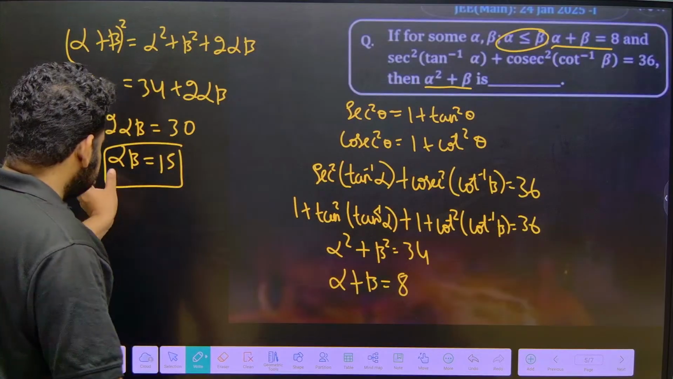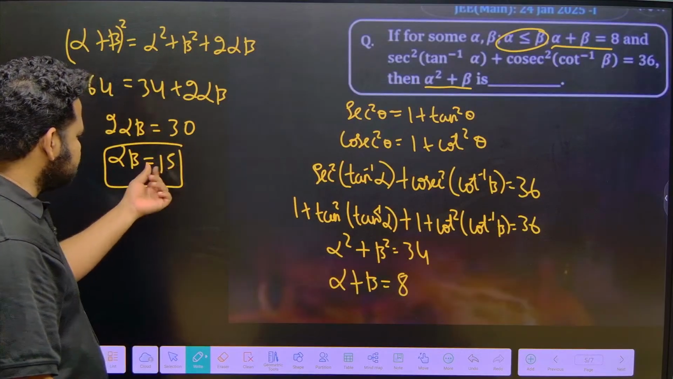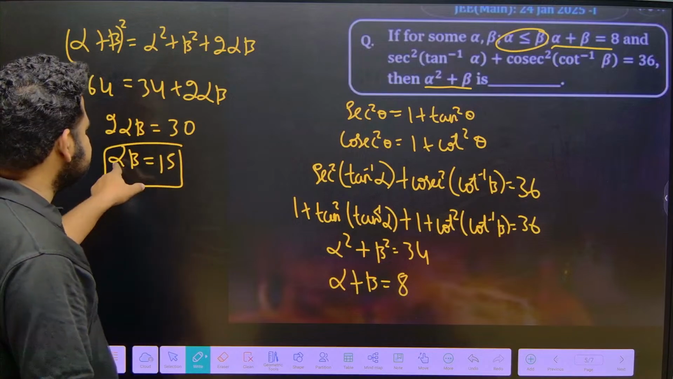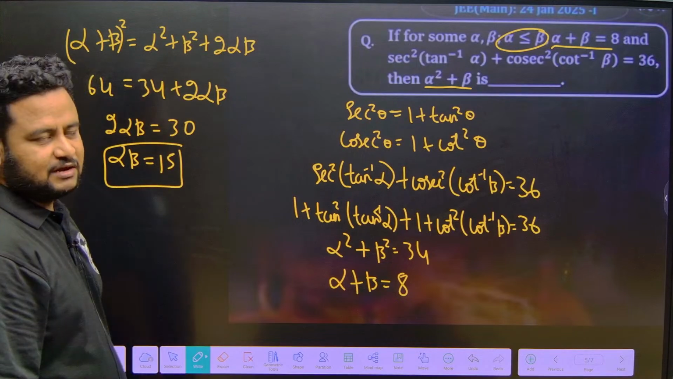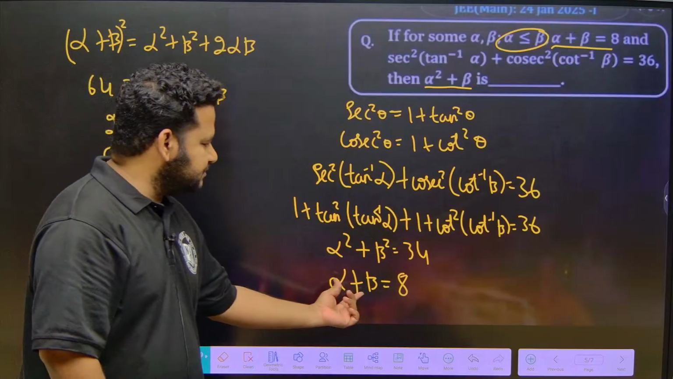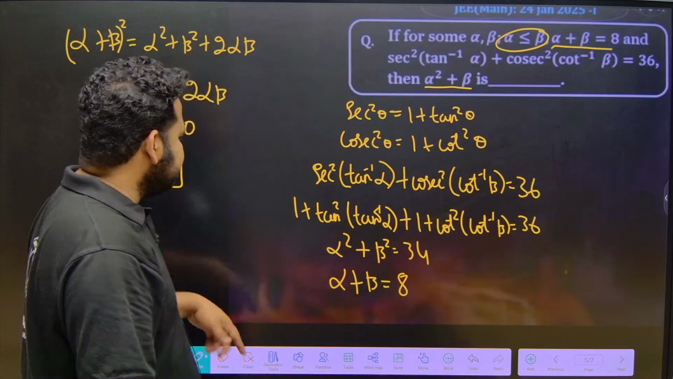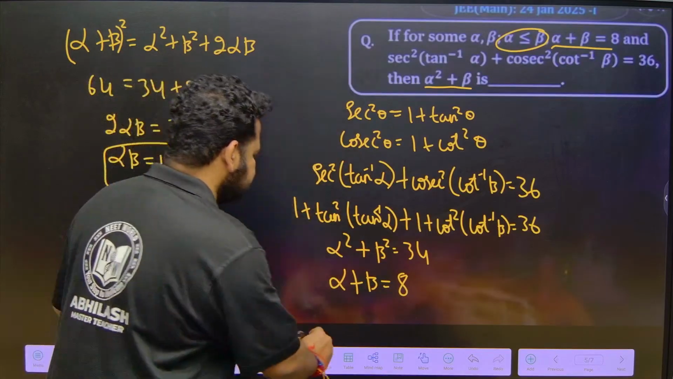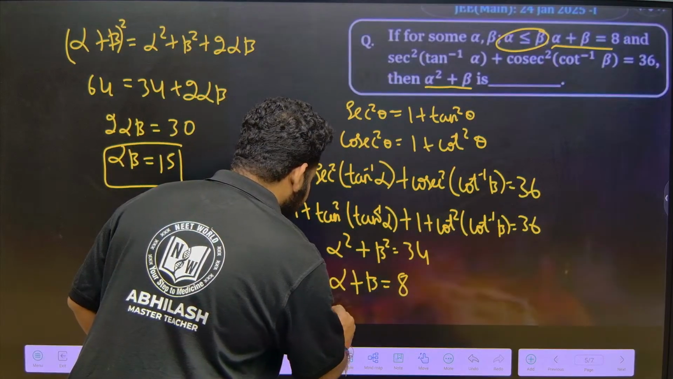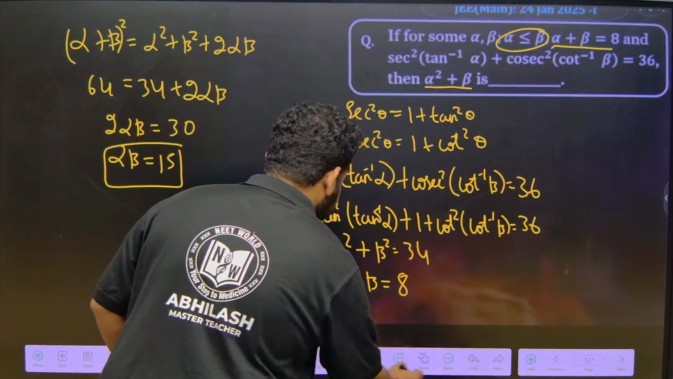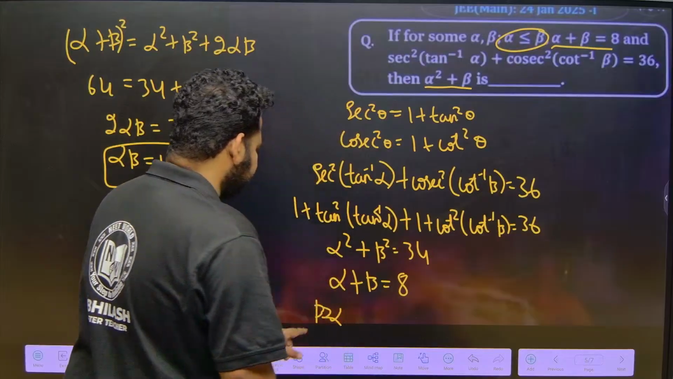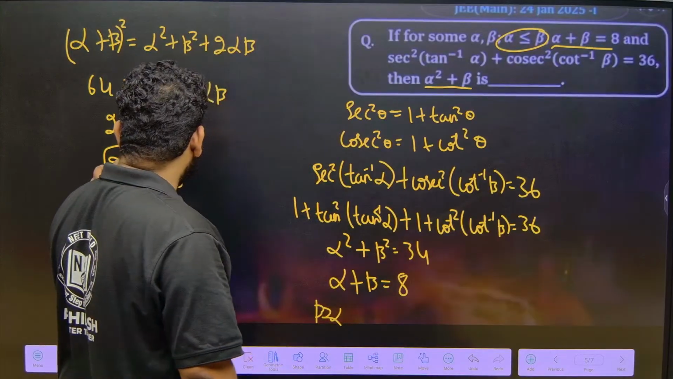Now the product of the two terms should come as 15, where beta is greater than alpha, and the sum of their terms is given as 8. So I can take this as beta is greater than or equal to alpha. But if I make them equal, definitely I cannot get 15.